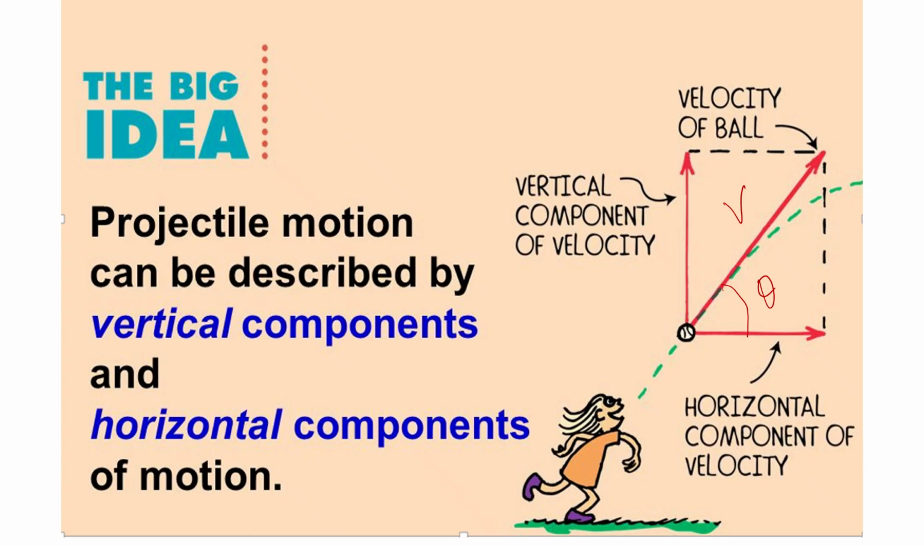Now, why do we need to resolve the velocity into two components? So that we can analyze the role of each and every component of this projectile motion. All right. So the horizontal component takes it in the forward direction. The vertical component of the velocity takes it in the upward direction to cover the height of it, and that's how we can analyze the overall motion of a projectile.